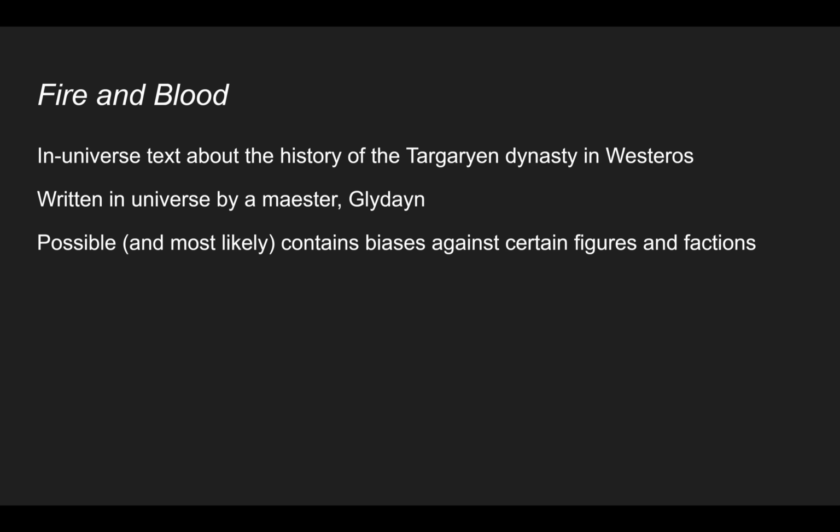So when it comes to Fire and Blood, and particularly the section dealing with the Dance of the Dragons, a lot of readers do understand that this is an unreliable historical narrative and that it is being used for propaganda purposes. This is something that gets discussed a lot in the fandom: what biases does Gyldayn, the in-universe author of the text, have, and how is that being shown in the text?